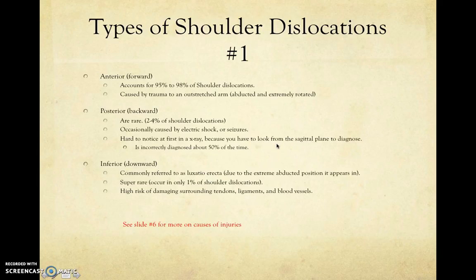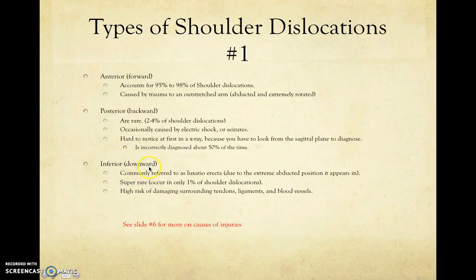posterior and anterior dislocations both appear the same from a straight-on view of an X-ray. This is because they both displace in a similar way, but they can only be noticed fully if you look at them with respect to the shoulder, as in forward of the shoulder or behind the shoulder. This is incorrectly diagnosed about 50% of the time, so that's a pretty big chance.